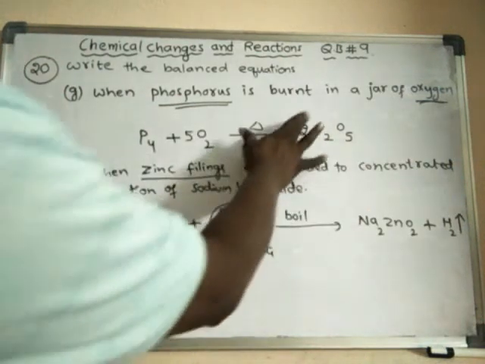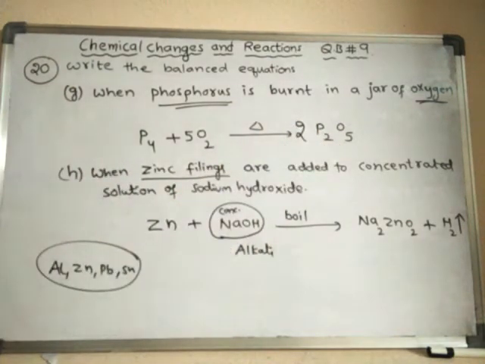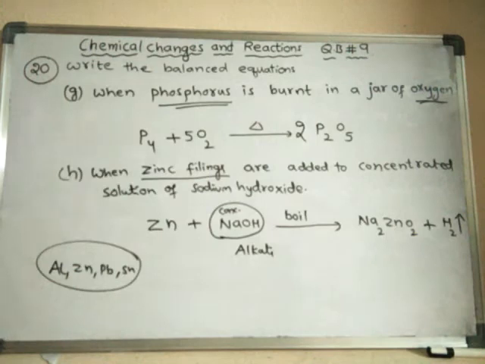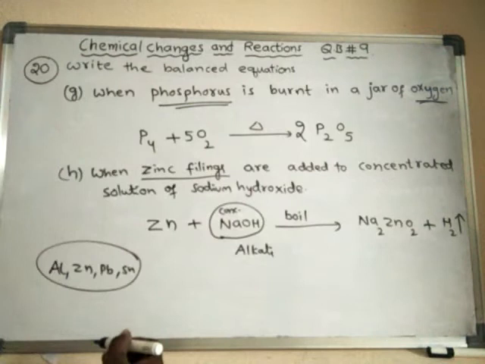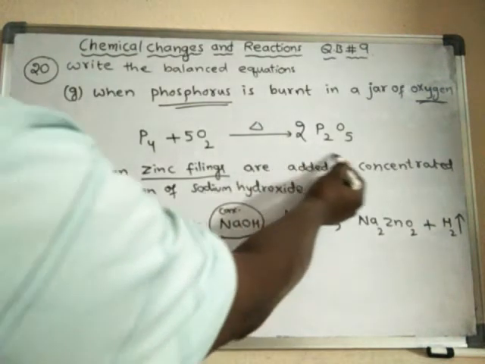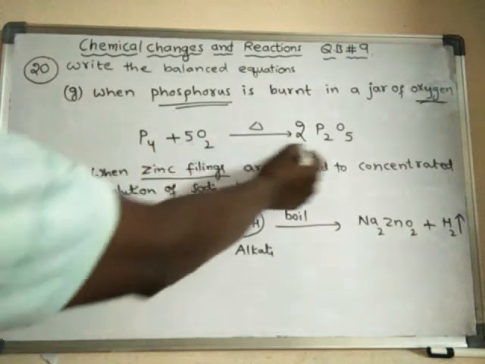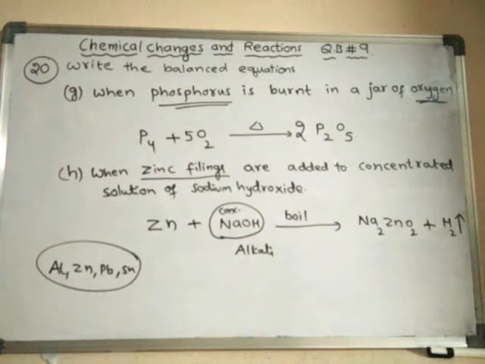Okay, so here two molecules of P2O5 are formed from one molecule of phosphorus by reacting with 5 molecules of oxygen. This is why it forms white dense fumes. So white dense fumes of phosphorus pentoxide are formed. This is the required balanced chemical equation for this question. Now next, H question.